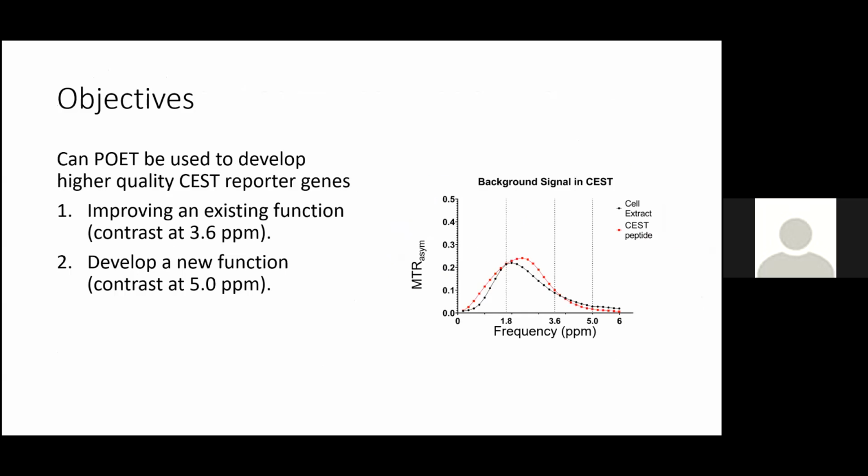So there are two big objectives that we had moving forward with this project using POET. The first was how we can use POET to improve an existing function, meaning contrast at 3.6 ppm. The other thing we wanted to look at is whether we could use it to, instead of improving an existing function, develop a new function, which here is contrast at 5.0 ppm.